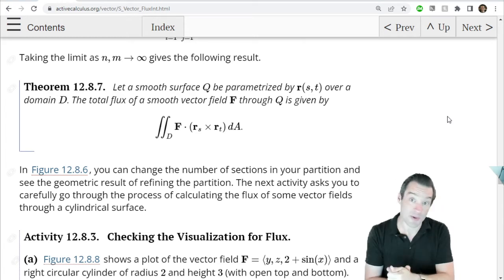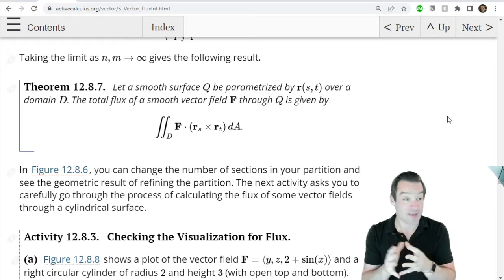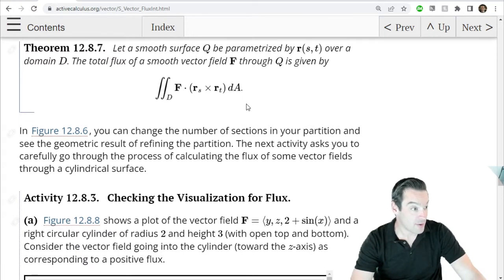But when we do it this way, we actually don't have to worry about that, because different parameterizations parameterize the surface in different ways, and that difference actually washes itself out in this case. So we don't have to worry about making this a unit length normal vector. We can just take the dot product of F with the cross product of the derivatives of our parameterization, which is our normal vector field, and take the double integral of that in parameter space, so in ST space.